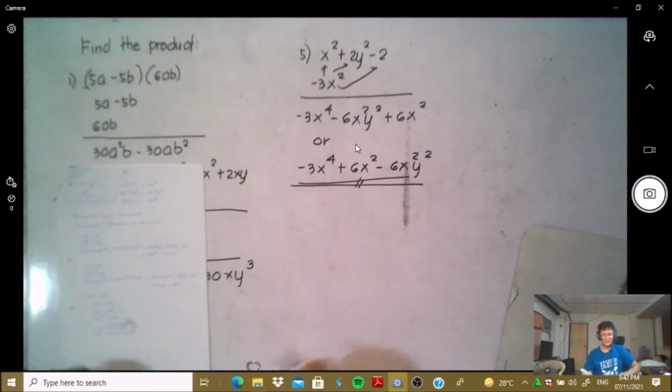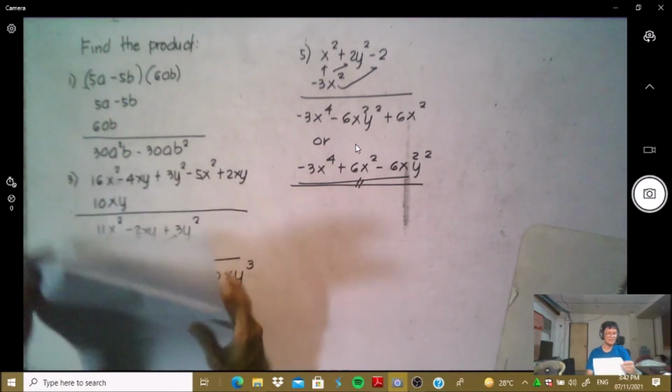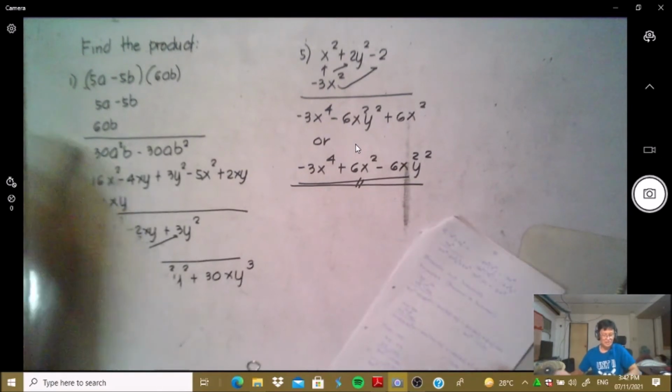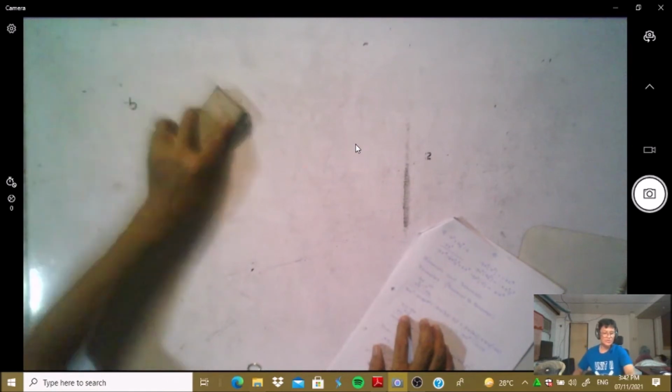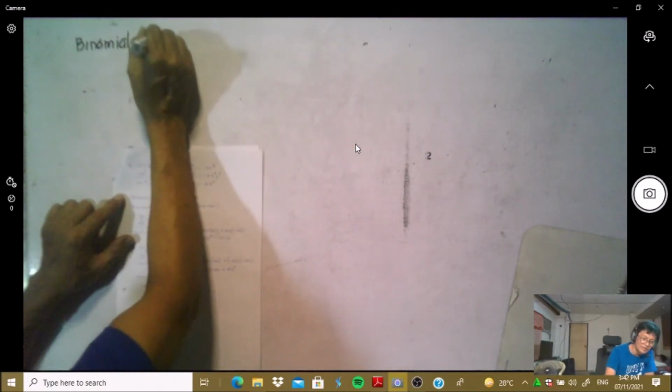Okay, number 5. So next we are going to multiply binomials and trinomials. Okay, so this is quite long now, so let's just be careful with our solution. How do we multiply binomial by trinomial? So here we have an example. Binomials to be multiplied to trinomials.